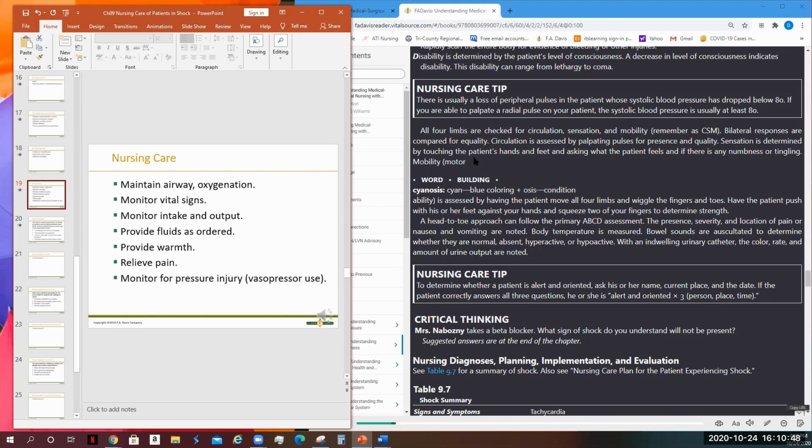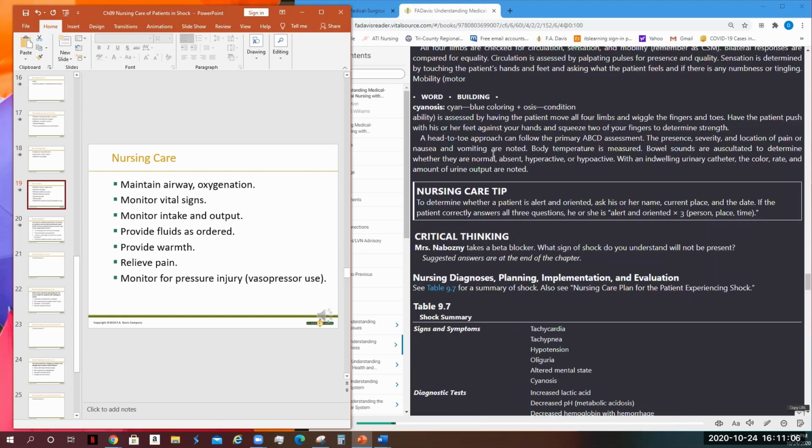Body temperature is measured. Bowel sounds are auscultated to determine whether they are normal, absent, hyperactive, or hypoactive. With an indwelling urinary catheter, the color, rate, and amount of urine output are noted.